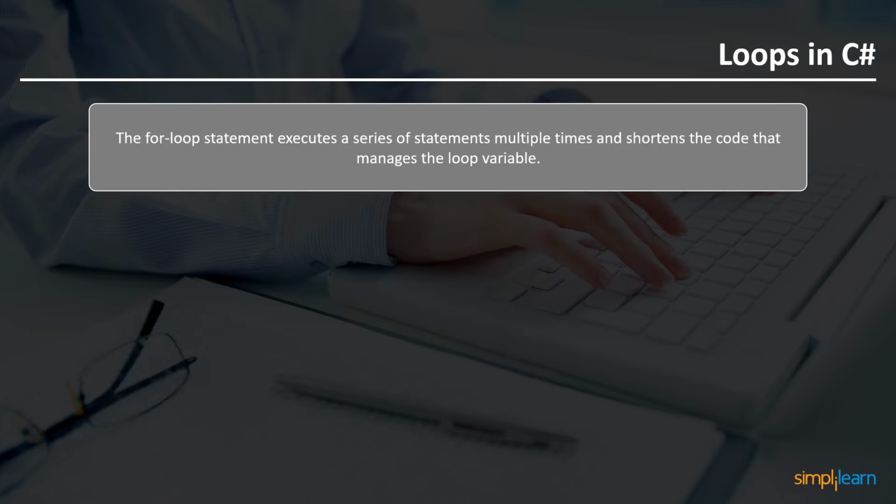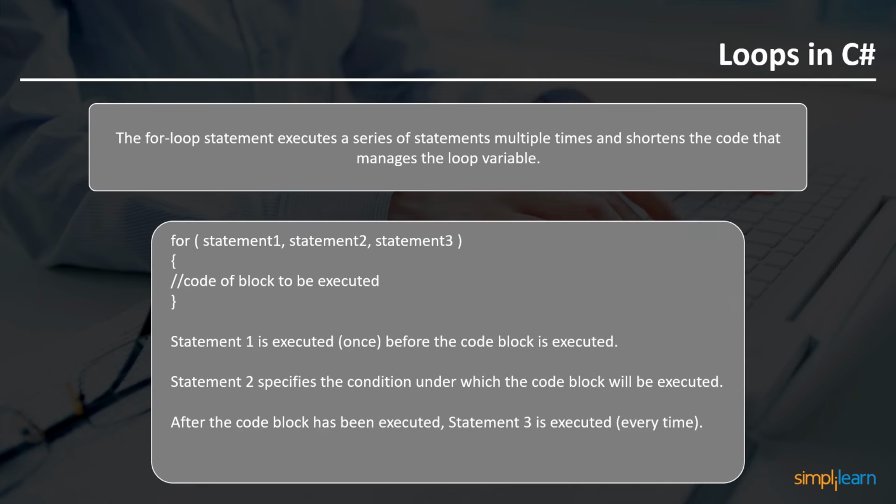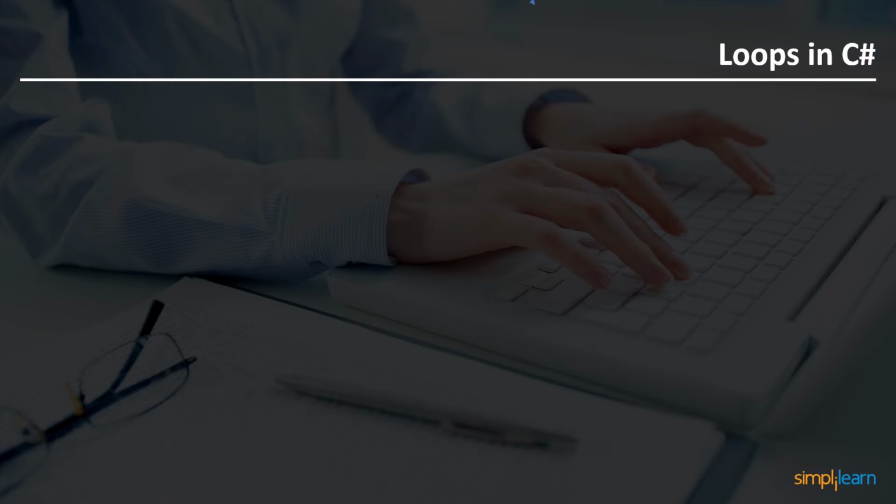The syntax for the for loop is as follows. There are three statements in parentheses after the keyword for. Statement 1 is executed once before the code block is executed. Statement 2 specifies the condition under which the code block will be executed. After the code block has been executed, statement 3 is executed every time. The flow diagram for the for loop is as shown below.